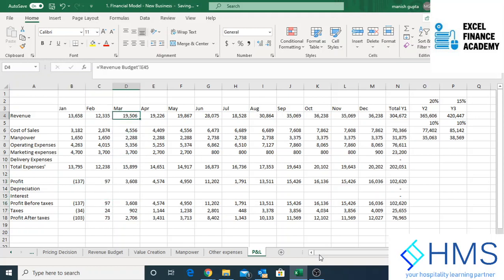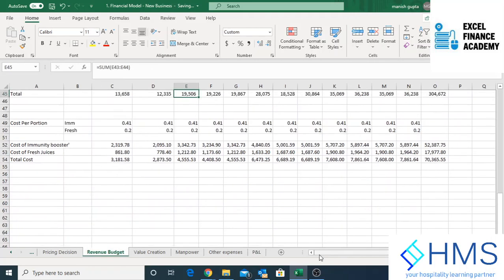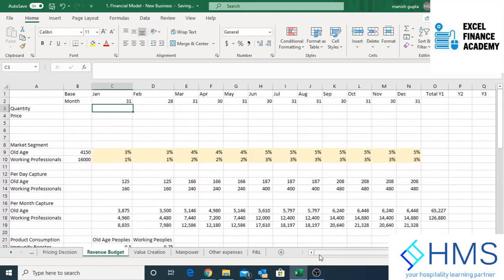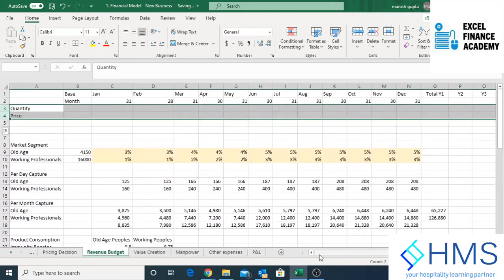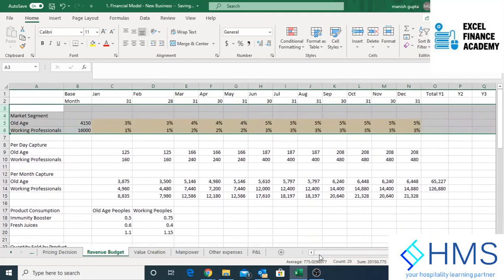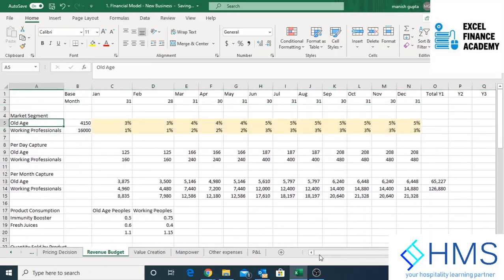So yesterday we also learned how to model the revenue based on quantity and price. This was the market segment that we were selecting. We continued from there: how many percent we think we can capture from this base market size, so how much we can capture in each month, and we can project a growth pattern.